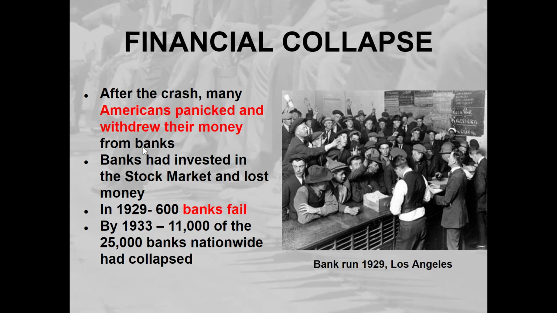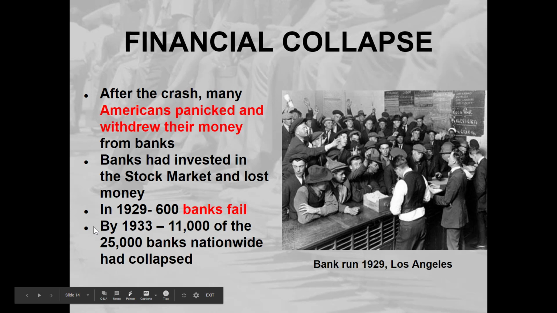So 600 banks are going to fail. This happens frequently. Banks come and go. During what we call the Great Recession, which was about 2008, 2009, that also happened. You saw several banks fail during that time. By 1933, I kind of say 1933 is the worst year of the Great Depression. 11,000 banks of the 25,000 banks nationwide had collapsed.